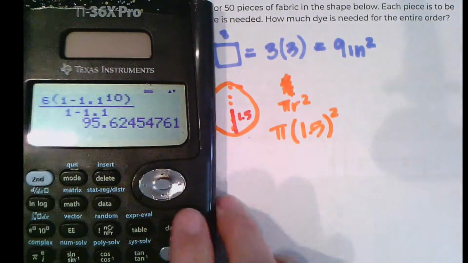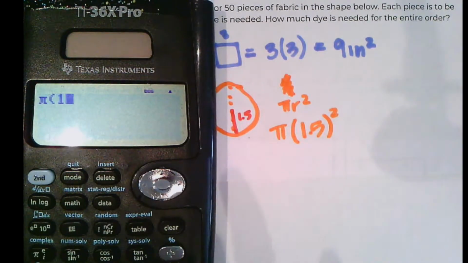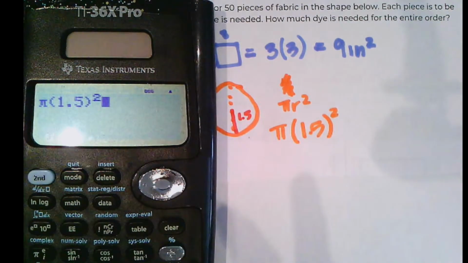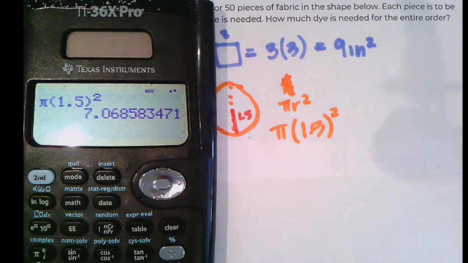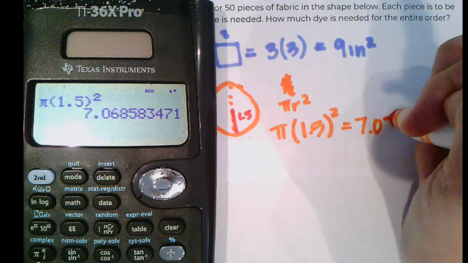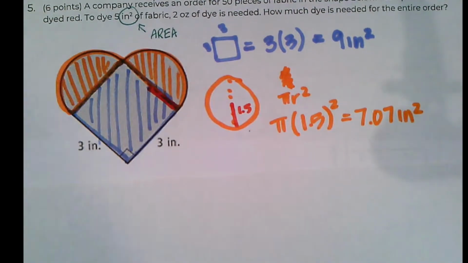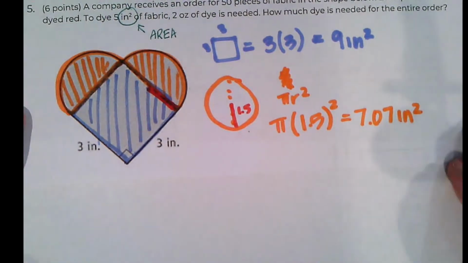So no reason to do this as a half a circle and then do it twice. So I just need to plug this in. I have my pi 1.5 squared. So 7.07 inches squared. Cool. So nice and important here that I recognize this.